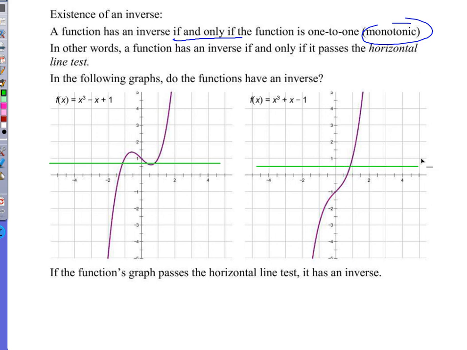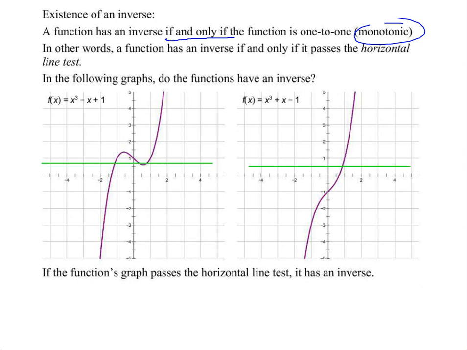Can I draw a horizontal line there and pass it up and down the function and have it cross the function more than once at any given time? No. So this one has an inverse. This one is monotonic. It always is increasing. This one does not have an inverse. It is not always either increasing or always decreasing. Okay? So that's how you can tell from a graph whether or not there is an inverse.